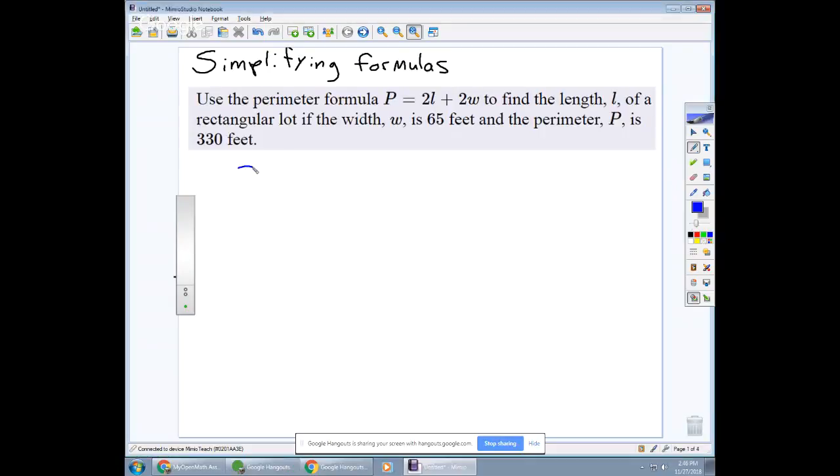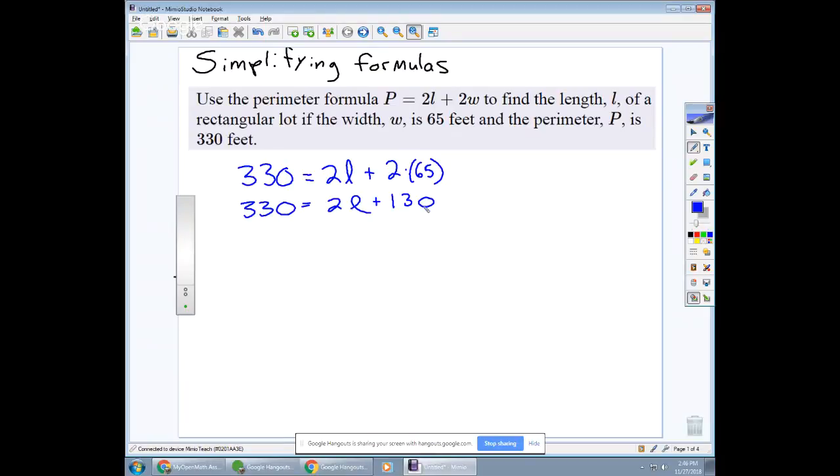So the perimeter is 330, and that's equal to twice the length plus twice the width of 65. It's usually a good idea to use parentheses when you substitute into a formula, especially with negative signs and fractions and exponents. So cleaning this up a little bit, we can double 65, and that's going to give us 130. And copy down the rest.